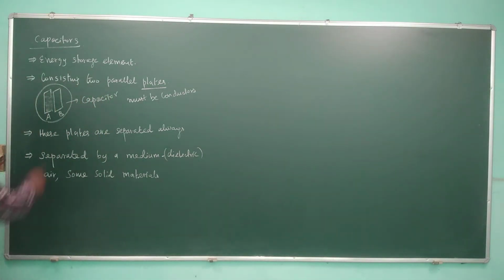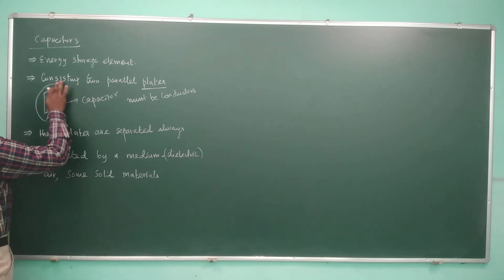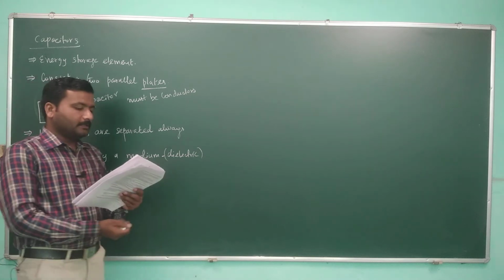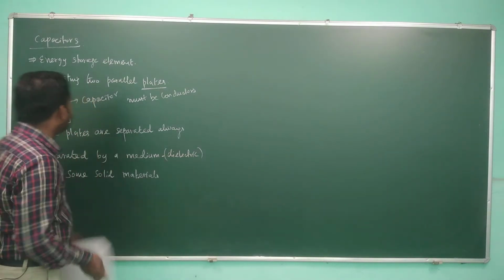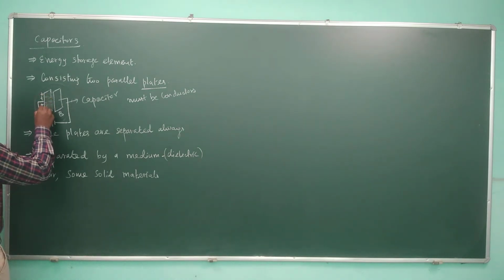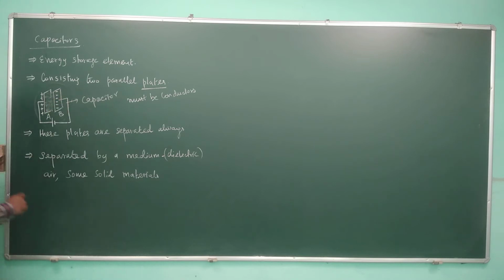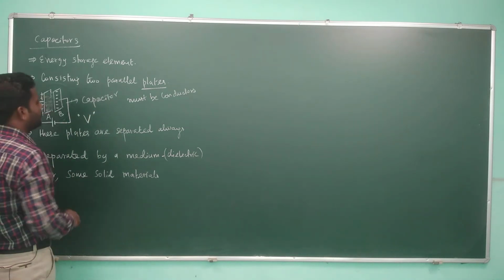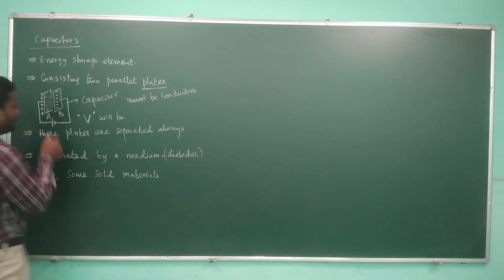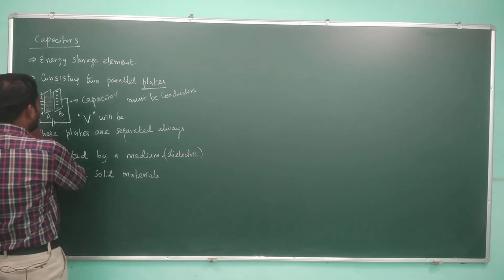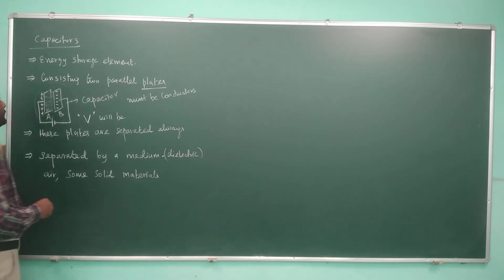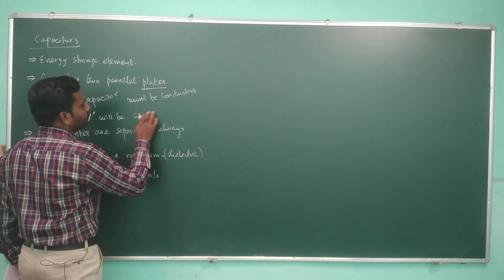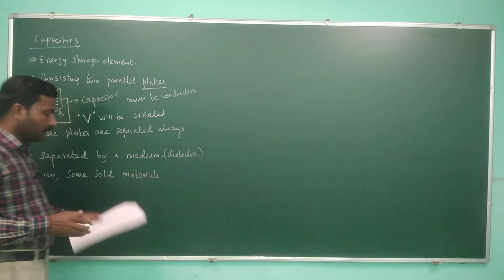Now, if we apply potential between these two plates, then one side gets positively charged, the other side gets negatively charged, so that a potential will be created between these plates. Potential V will be created when we apply a power supply, right? When we apply voltage, an external power supply to these two plates, then a potential, which we can denote V, will be created. How is it created?